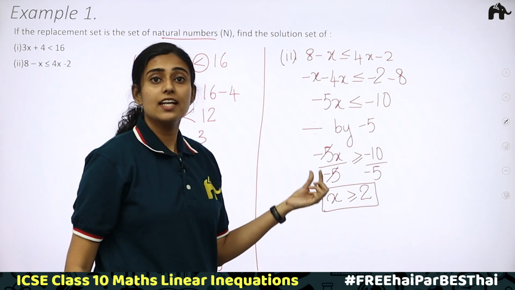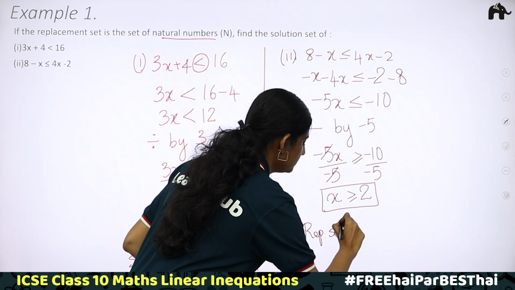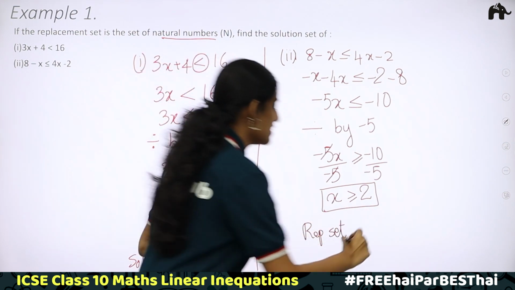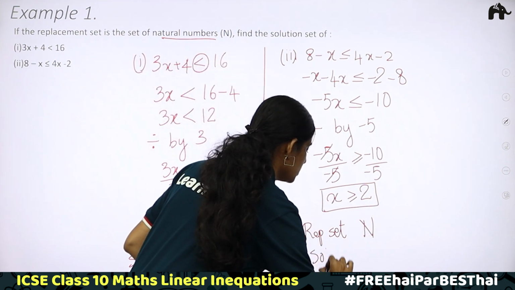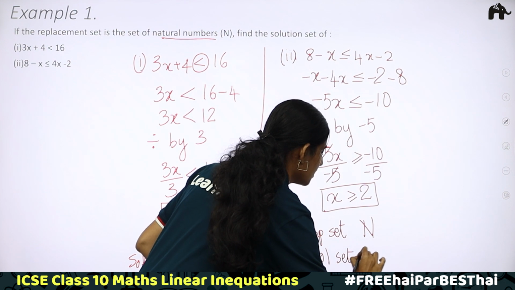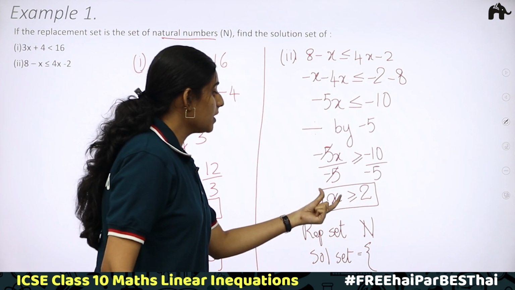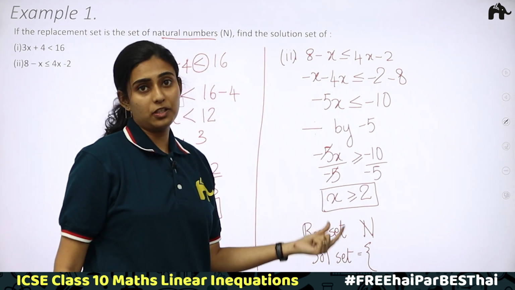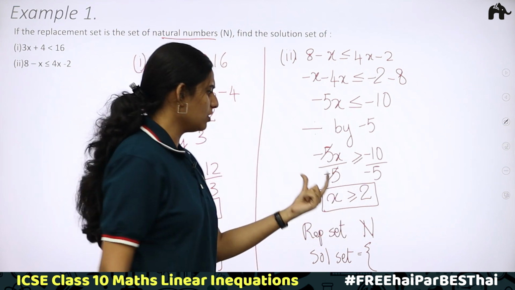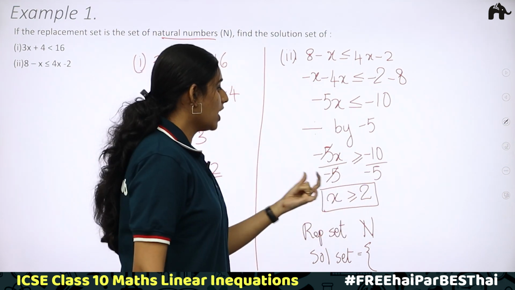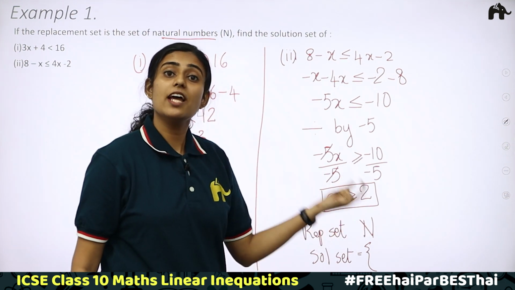We know x is a natural number. Replacement set: we have x is a natural number. Now we have to write the solution set. It should be a natural number and a number that is equal to or greater than 2. Natural numbers start from 1. Can we include 1 in the set? No, 1 is a number that is less than 2. x should be a number that is greater than or equal to 2.